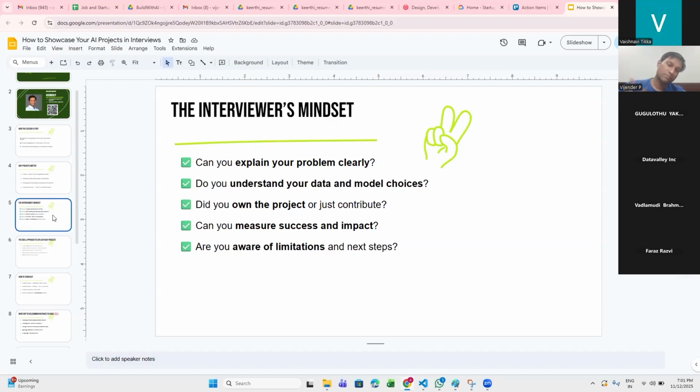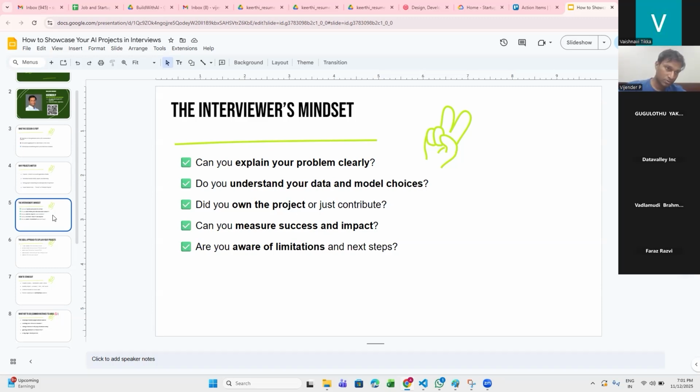Now, some projects might be very old projects, right? Like you worked on one maybe a year ago and somebody's asking a question. In such cases, you must still prepare and go for the interview. So you must still look at all these points. Is the problem clearly explainable? What is the data? What is the model choice?